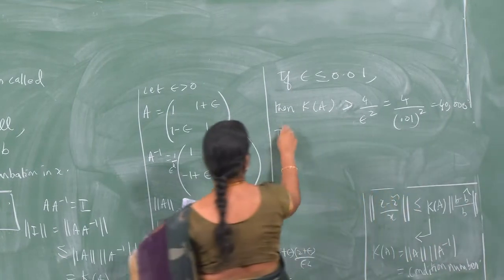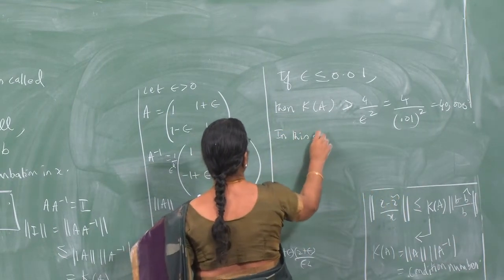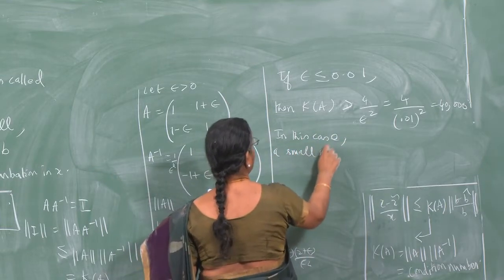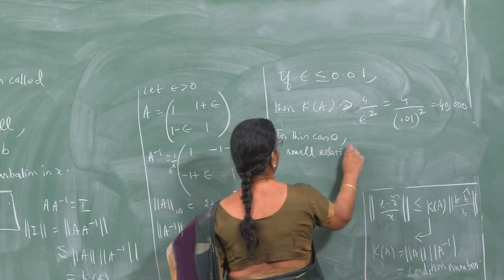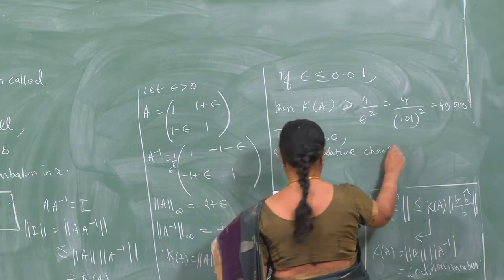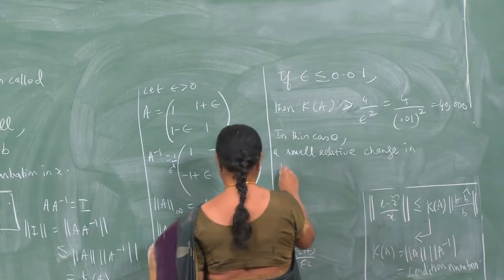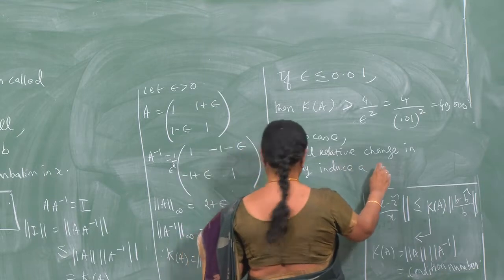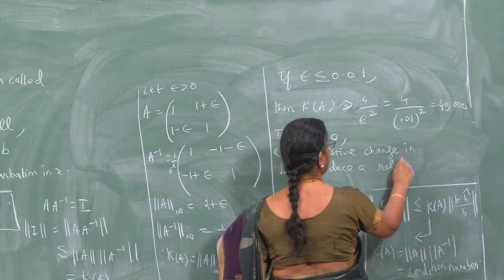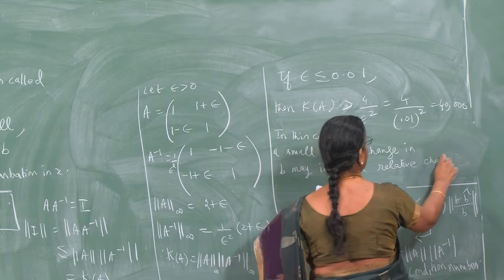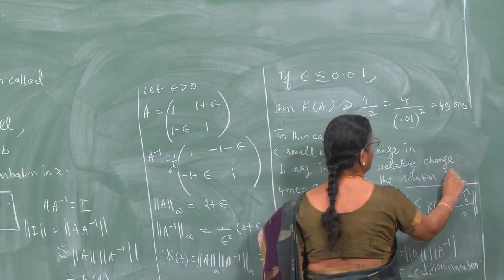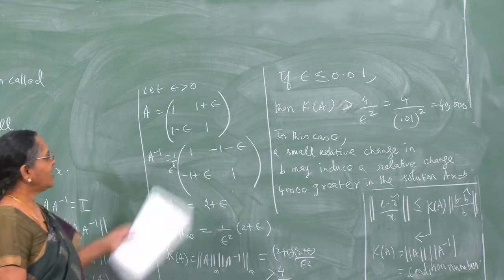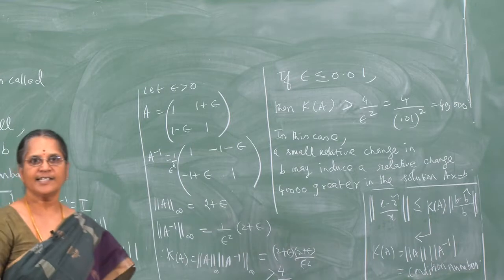So, in this case, what happens? A small relative perturbation in B may induce a large relative perturbation in X when you solve a system Ax is equal to B, and therefore, the system will be an ill conditioned system.